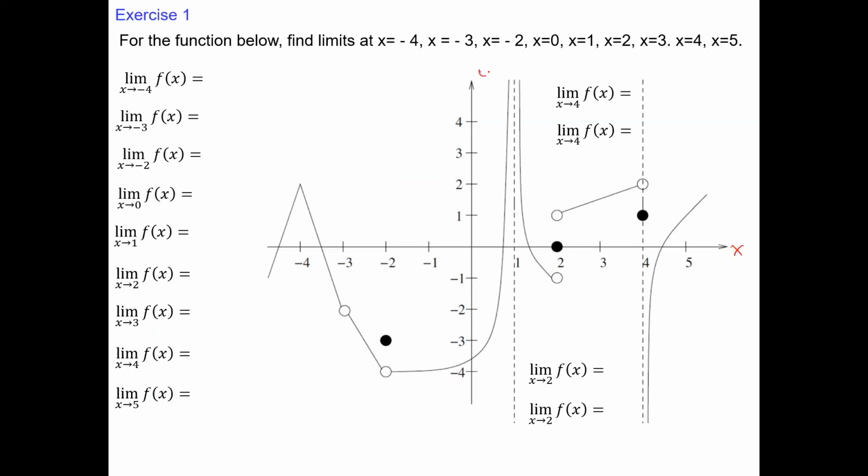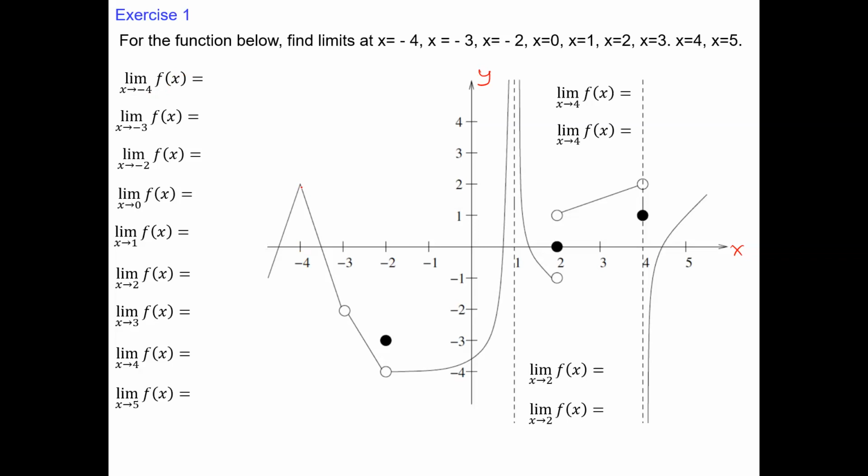Let's label x and y, and we have to figure out how the function behaves near these points. I did list the points, -4, -3, -2, and so on. We can see the graph is quite fancy. The graph is quite nice, but let's figure out the limit as x is approaching -4 of f of x.